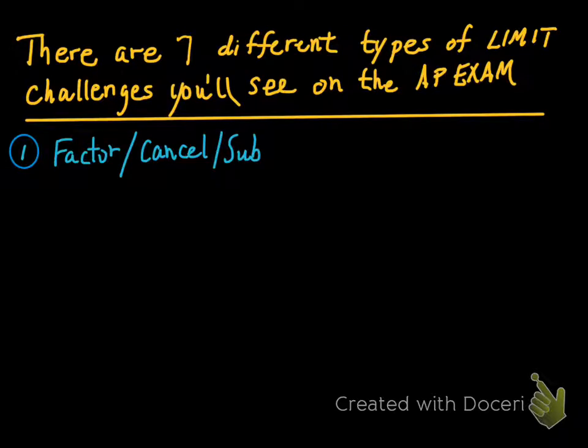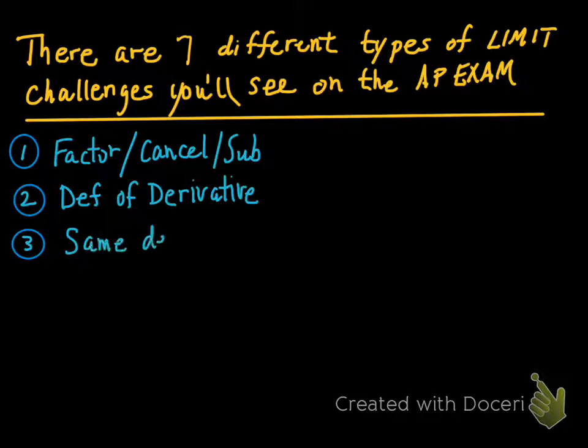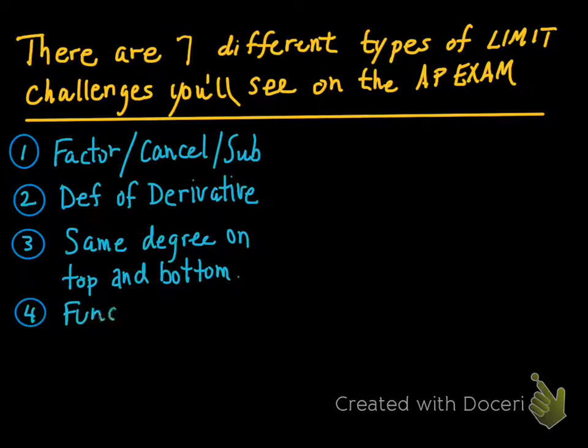So this part 1 has 4 examples on it, the first one of which will be the top-bottom limit, where you have to factor, cancel, and then substitute the limiting value. The second type will be that of the definition of derivative. The third example will be a fraction that has the same degree on both top and bottom, and we'll have to evaluate that limit. The next type of limit will be function racing, kind of horse racing. Which type of function races to infinity the fastest?